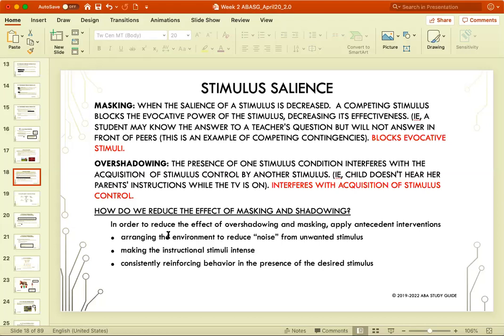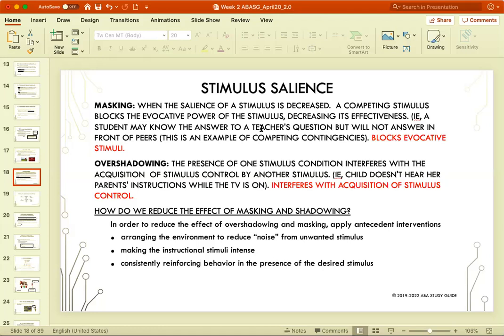How do we reduce the effects of masking and overshadowing? So here's the important part. Make sure you're arranging the environment to reduce noise from unwanted stimulus. So if I'm trying to teach you to work on a math question, and I know that their peers being around are going to block the evocative power of me asking you to do some sort of math equation, I might want to reduce the peers in the room.